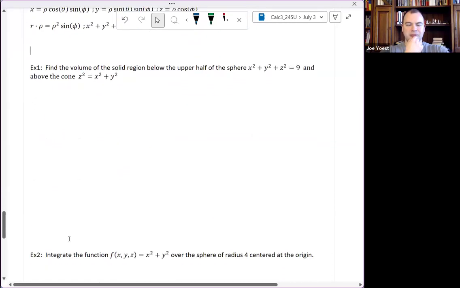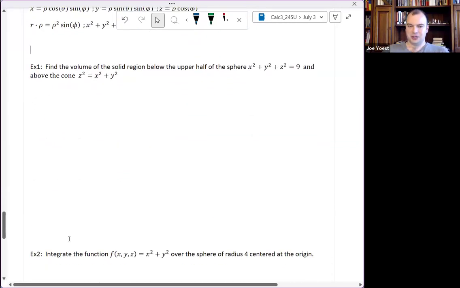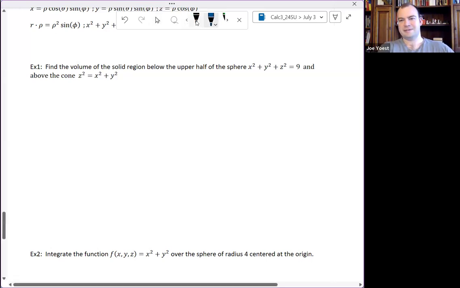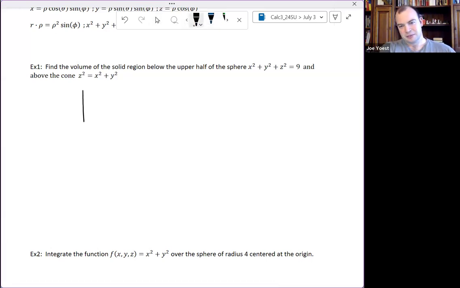Okay. So now let's look at a couple examples. Let's find the volume of the solid region below the upper half of the sphere, x squared plus y squared plus z squared equals 9, and above the cone, z squared equals x squared plus y squared. So I see I've got a sphere of radius 3.